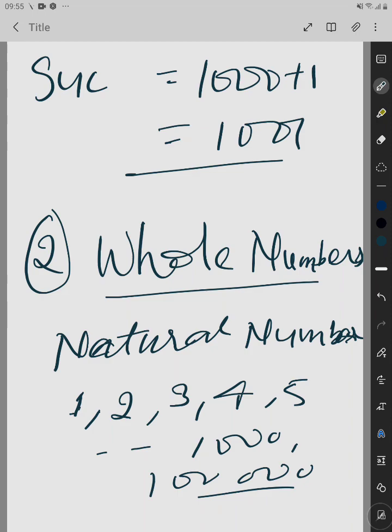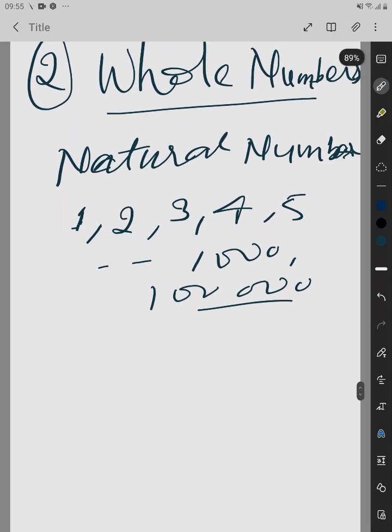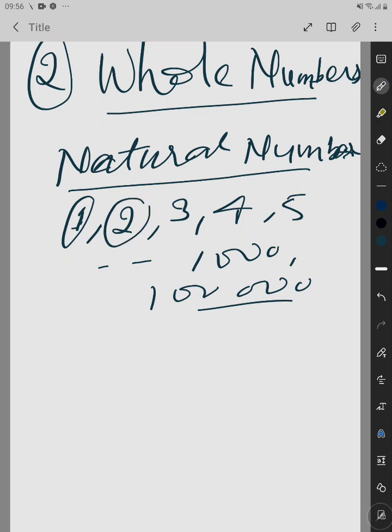These natural numbers are found in nature. You can compare it like this: natural numbers are those numbers that are found in nature. For example, 1 apple is there, so 1 is there. 2 mangoes are there. For example, 1 lakh trees are there. All these are the numbers that are known as the natural numbers.